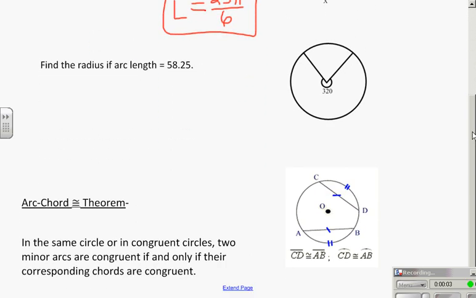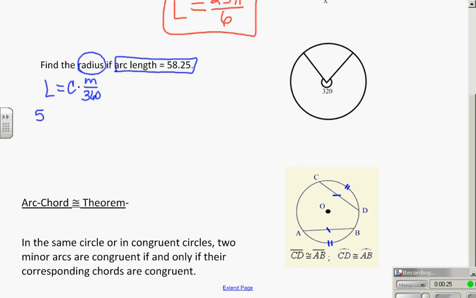Here we go with part 2 of the 5.2 lesson. Just when things seem to be getting easier, we have to mix it up. In this case, I'm going to give you arc length, and I'm going to ask you for radius. Don't panic. Go to the formula and start filling in what you know.